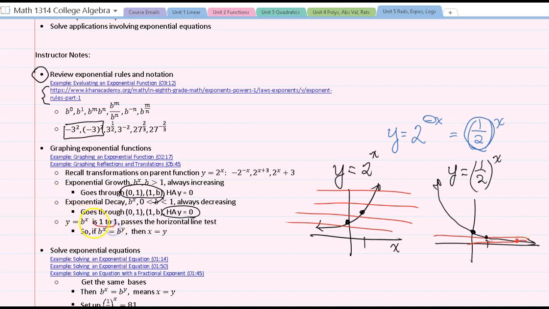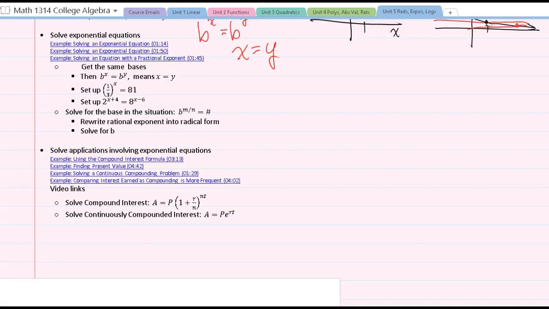And if we have functions that are 1-to-1 and they pass the horizontal line test, either way, right? If they are 1-to-1, they pass the horizontal line test. If they pass the horizontal line test, they are 1-to-1. And the big thing that gets us is that if we have b to the x equal to b to the y, and because they're 1-to-1, then I know that x equals y. So we're going to use that fact in order to solve exponential equations. One of the things that we just mentioned is that if we can get them to have the same base, then I can solve an exponential equation.